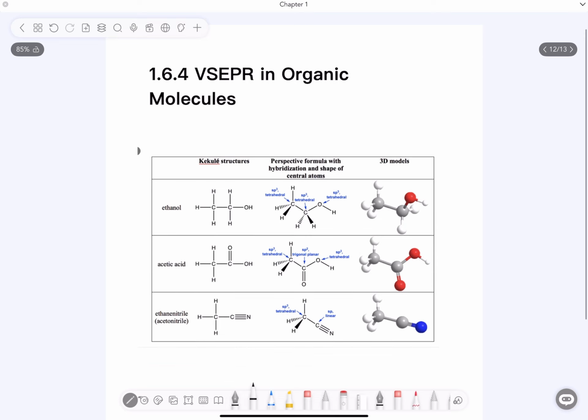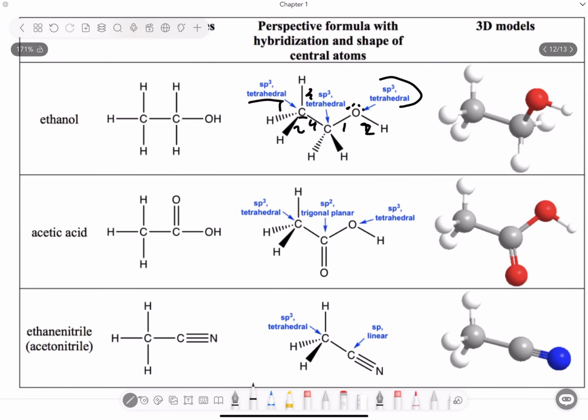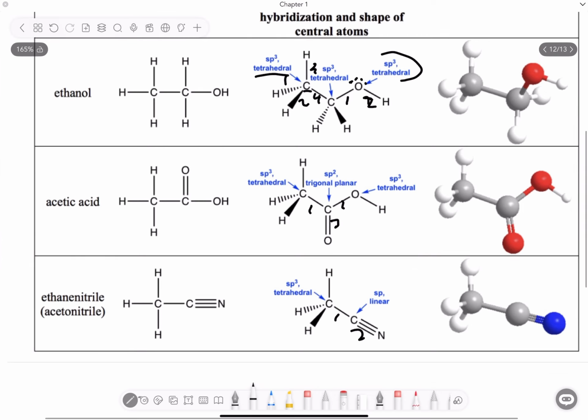But moving on, VSEPR in organic molecules. Don't let this trick you. This is pretty simple. sp3 for this carbon, you can see that there's 1, 2, 3, 4. So it's sp3 tetrahedral. And now if we look at this one, this is sp3, but there's only 2 bonds. That's because there's actually 2 lone pairs. So don't forget the lone pairs, because with the 2 lone pairs, that's how we know that it's sp3. And then sp2, because there's 1, 2, 3 bonds. And sp, because there's 1, 2 bonds. And that's how we know that's linear.